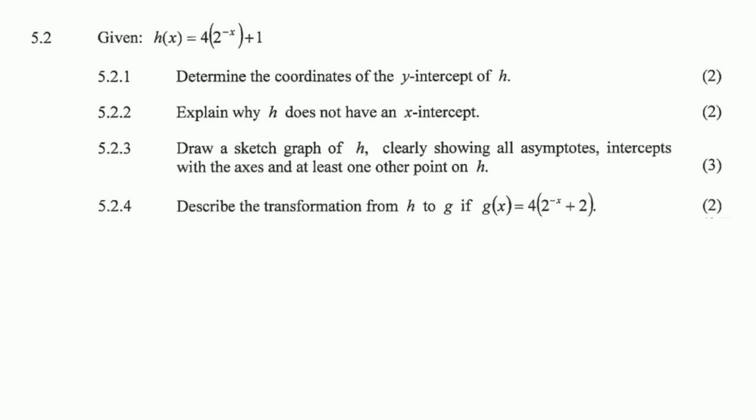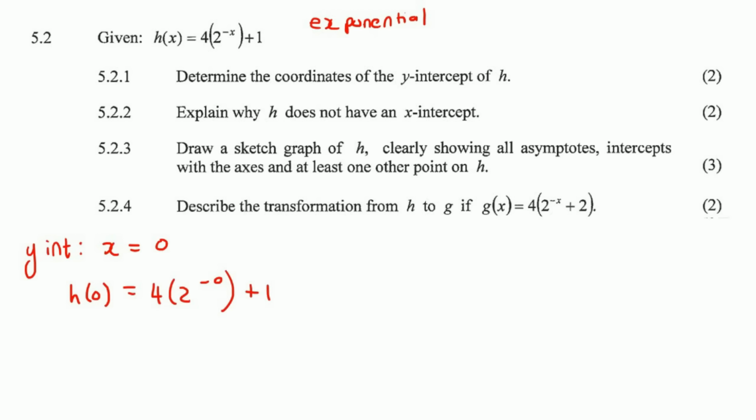We are given an equation that has an x in the exponent, so this is definitely an exponential graph. The first question says, determine the coordinates of the y-intercept. Now, to find a y-intercept, we know from grade 9 already that you always just make x equal to 0. So let's do that. I've filled in a 0 wherever I see an x, and so this will just become 4 times 1, because anything to the power of 0 just becomes a 1, plus 1, and so this would just be 5. Now, don't just say 5, you must tell them that the x was 0 and the y is 5.